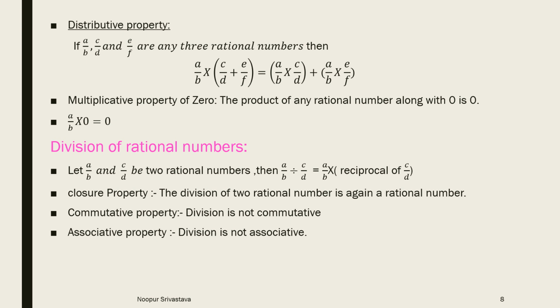The next is closure property. The division of two rational numbers is again a rational number. Commutative. Division is not commutative. Like 1 divided by 2 is not the same as 2 divided by 1. Associative property. Division is also not associative.